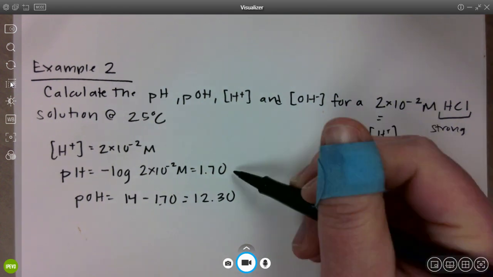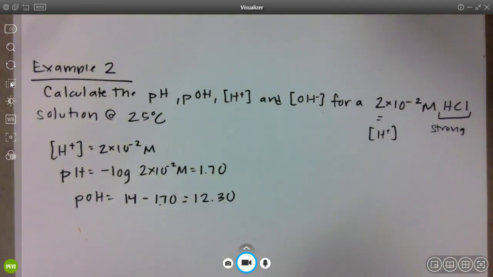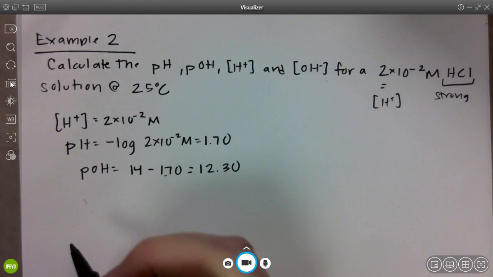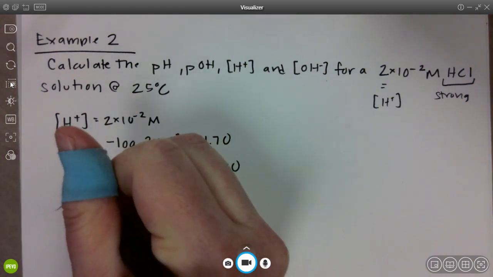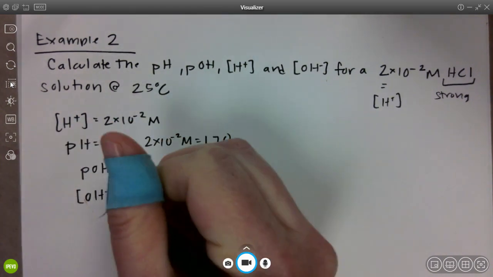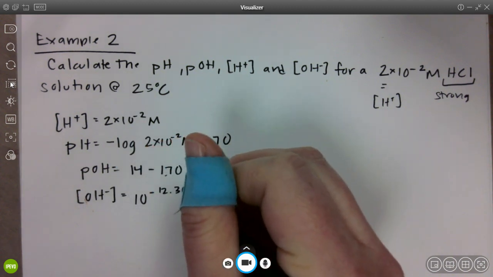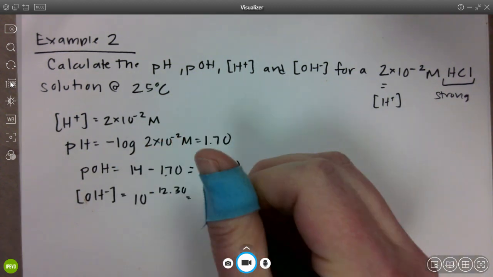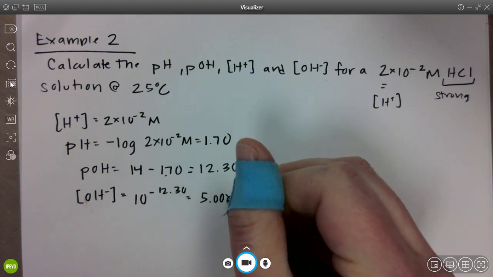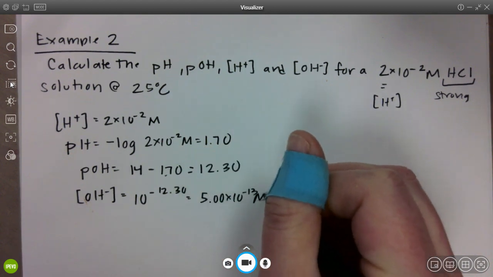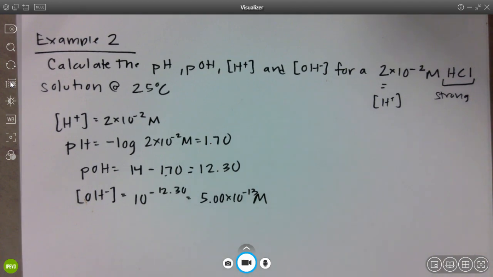Okay. Remember, these have to add up to 14. And so everything is right in the world. And then lastly, I'm going to get my concentration of OH minus by taking 10 to the negative 12.3. And I get a value of 5 times 10 to the negative 13th molar. Okay, so that is one way that you could solve this.